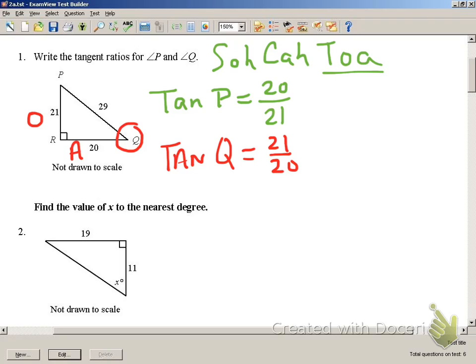Just like we've discussed before, the tangent ratios of the different acute angles of the same triangle are reciprocals of each other.